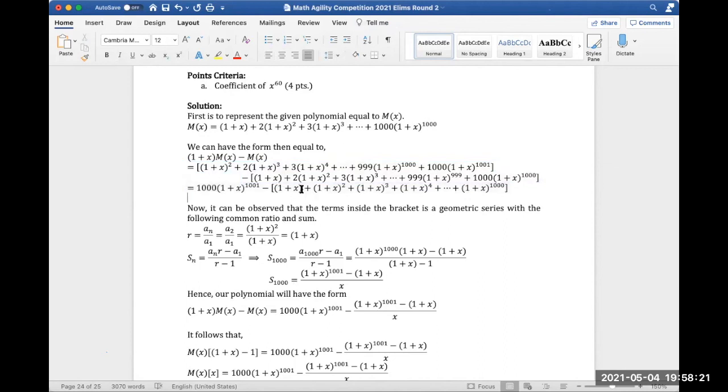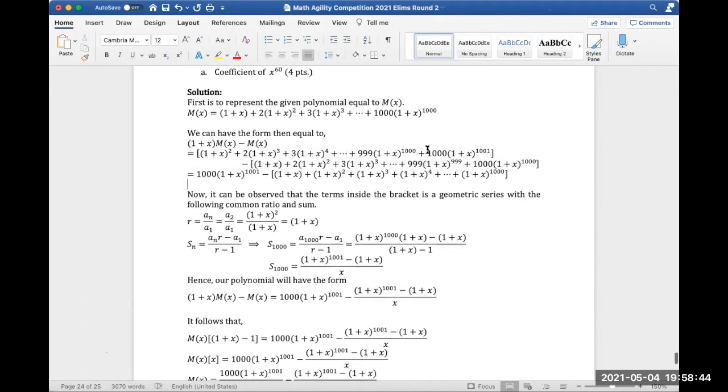And of course, the first term would be this negative here, right? So that would go up to (1 plus x) to the 1,000th power, sorry, not the 100th. So the only term we have taken out from this bracket of the negative polynomial would be this value, because there would be no same exponent for (1 plus x) to the 1,001. So we put it here in front, and the rest could be subtracted from M of x.